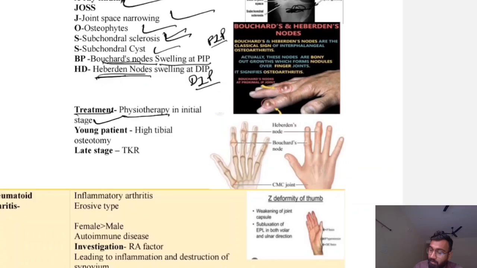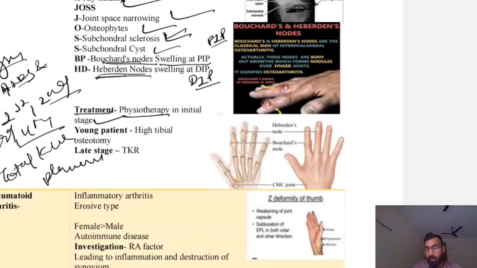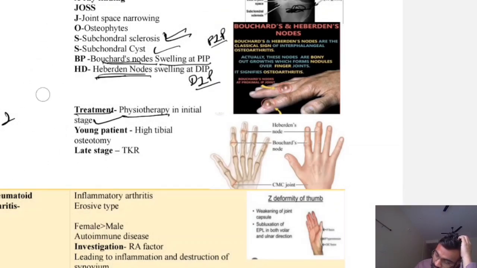Treatment is by physiotherapy in the initial stage. In stage 1 and 2, we will manage by giving NSAID and physiotherapy. And in the late stage, 3rd and 4th stage, we will go for total knee replacement. I have explained to you about the total knee replacement. In a young patient, we will go for high tibial osteotomy.